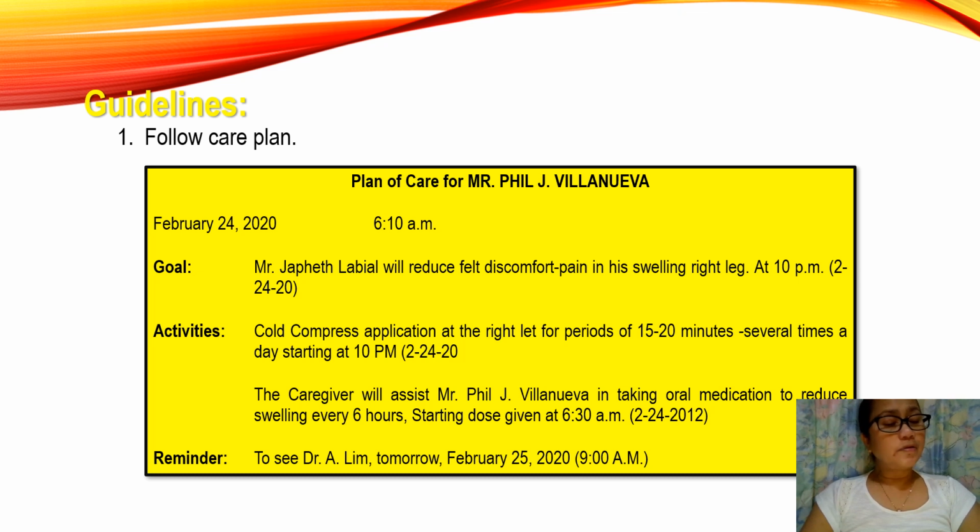So, in giving your care endorsement or care plan, you have to be specific. Ha? Specific dapat, ha? Hindi pwede na bagdoy-bagdoy lang. Although na yung mga typographical error, I'm going to repeat. So the goal, this plan of care is for Mr. Phil Villanueva. Last time ago, I wrote it Phil Villanueva, and yet I changed it to Mr. Japhet Labial. So this is you have to change Mr. Phil Villanueva to Mr. Japhet Labial. So you want it change Japhet Labial to Phil Villanueva.